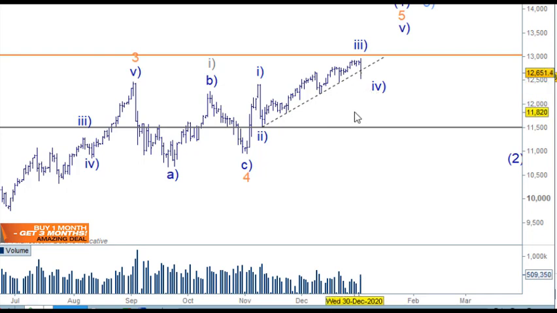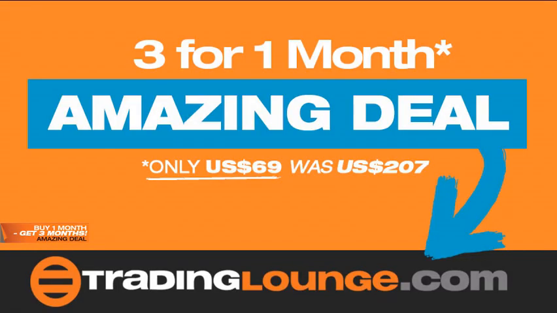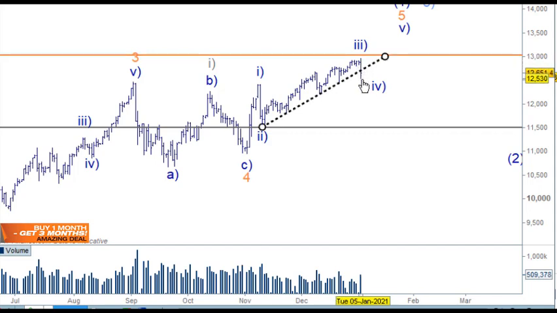Either way, whichever way we look at this particular move down from the top here is in 5 waves, and we'll take a closer look at that on the tick chart. So that means that we'll have a rally and then we'll have another move down, but we'll look at that as well.